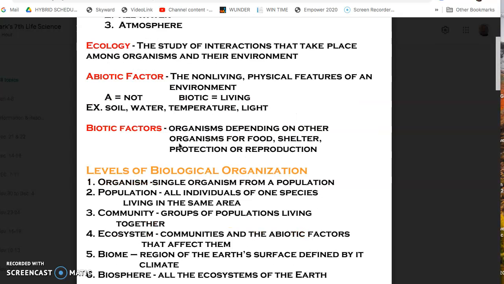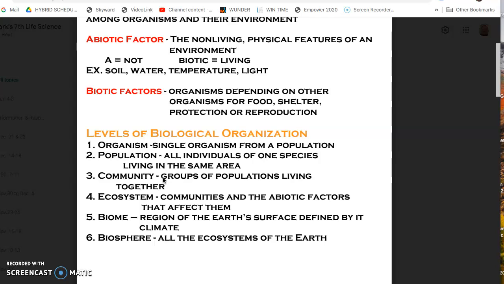And then you have biotic factors. That's organisms depending on each other for food, shelter, protection, or reproduction. So, you have different groups of white-tailed deer or bears or birds. They're depending on each other for food, or for the ability to reproduce together and things of that nature. Biotic factors are all living features of the environment.